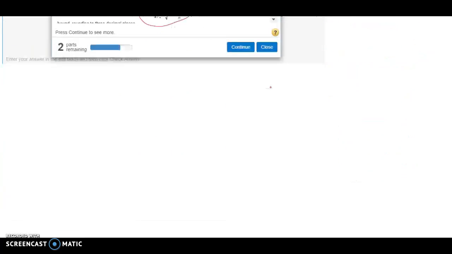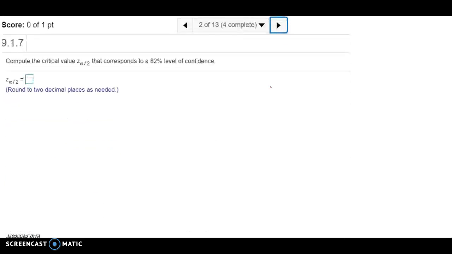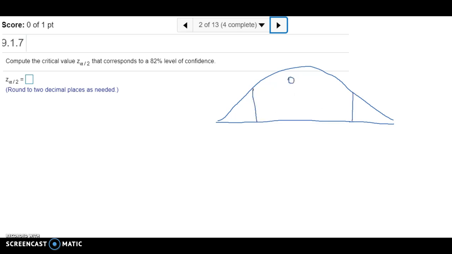Let's see, I think I have them all loaded here. Your other question was how to get that critical value. So 82% confidence is in the middle of the curve. If you draw it yourself, you don't have to do this every time, but sometimes it helps the first few times you see it. 82% is here in the middle. So you always want to do 100%, which is the whole curve, minus the 82 in the middle. That leaves us 18%.